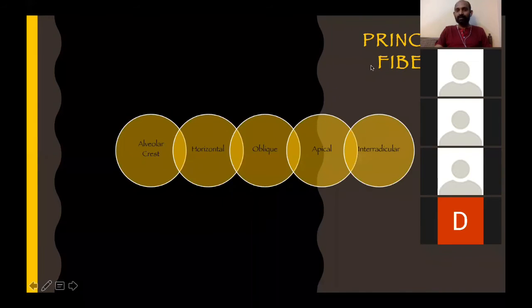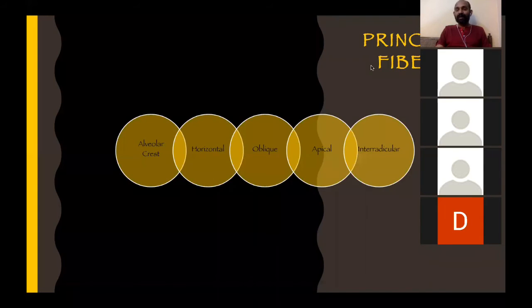principal fibers. Now what do you understand by principal fibers? Principal fibers are no different from collagen. Principal fibers are the collagen fibers, but the collagen fibers which are grouped together to form bundles, and they are given different names based on their location and based on their function. So these are called principal fibers.